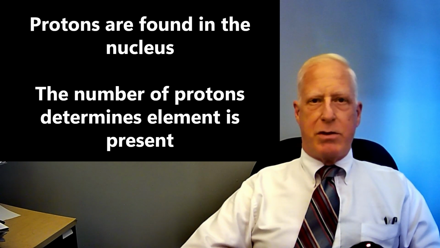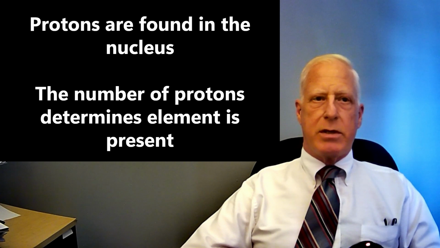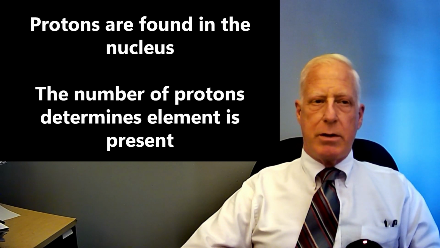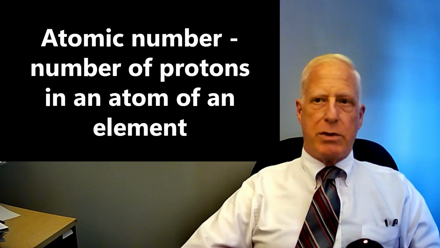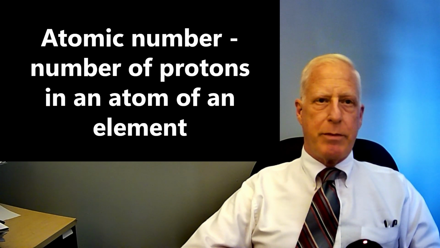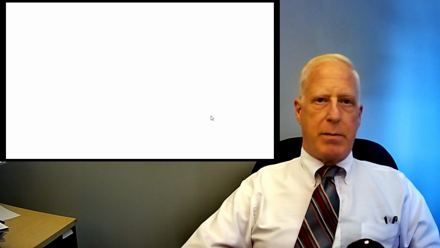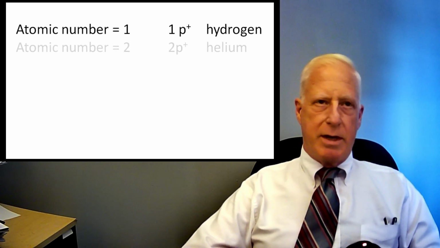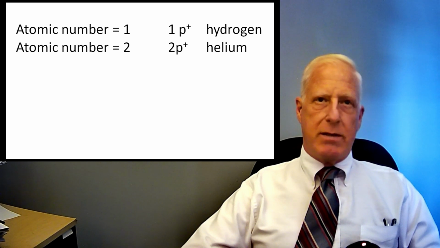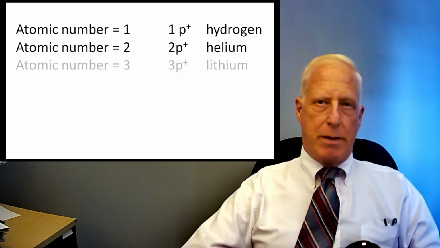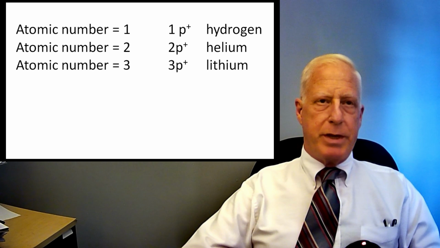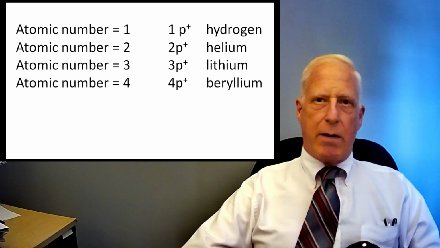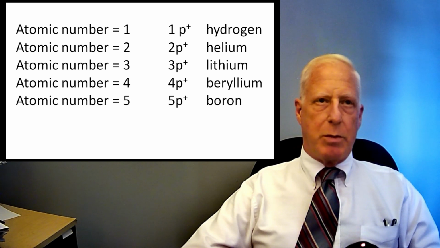Protons are found in the dense core in the center of the atom called the nucleus. It's the number of protons that determines which element is present. We represent the number of protons using the atomic number. Hydrogen's atomic number is 1, so all of its atoms have only one proton. Any atom that has 2 protons is helium. An element with atomic number 3 is lithium. An atom with 4 protons would be beryllium atoms. Boron atoms have 5 protons, so its atomic number would be 5, etc.